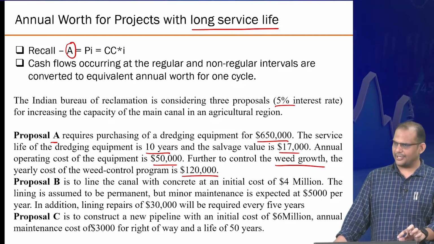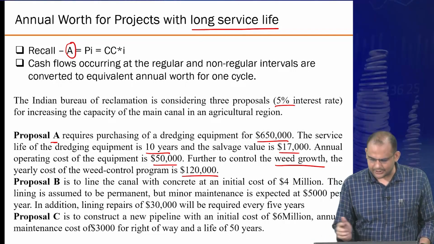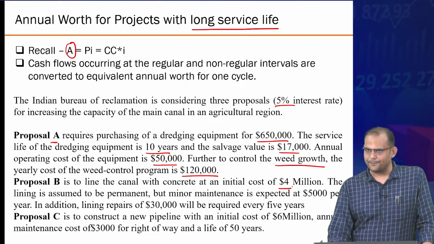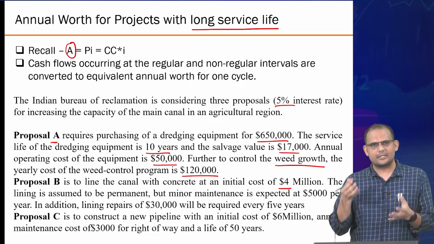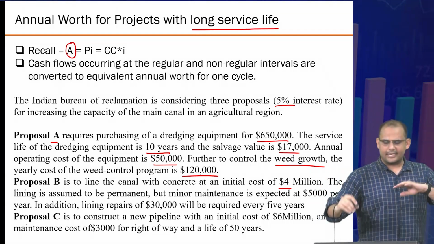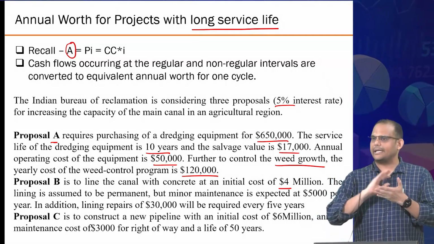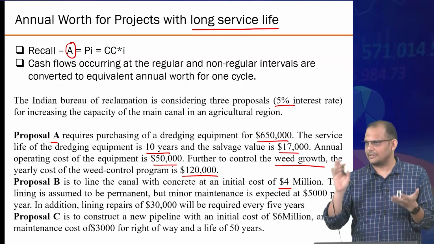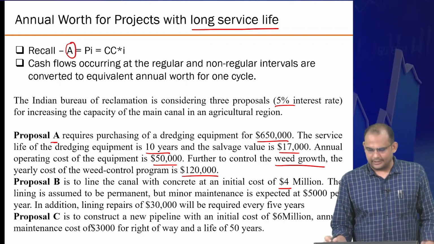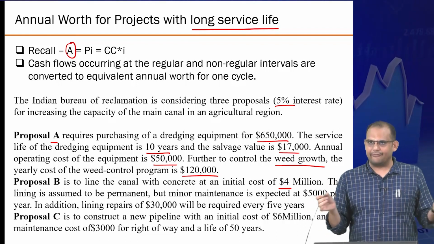The dredging equipment life is 10 years and the salvage value is $17,000. Annual operating cost of the equipment is $50,000. Further, to control the weed growth, the yearly cost of the weed control program is $120,000. So this is your option A. Option B is to line the canal with concrete at an initial cost of $4 million. In the first one, you are just removing the sedimentation so that the flow of the canal is maintained. In the second, you are making it a concrete lining, so that's slightly more expensive. The lining is assumed to be permanent, right? So there is no end of life for this.